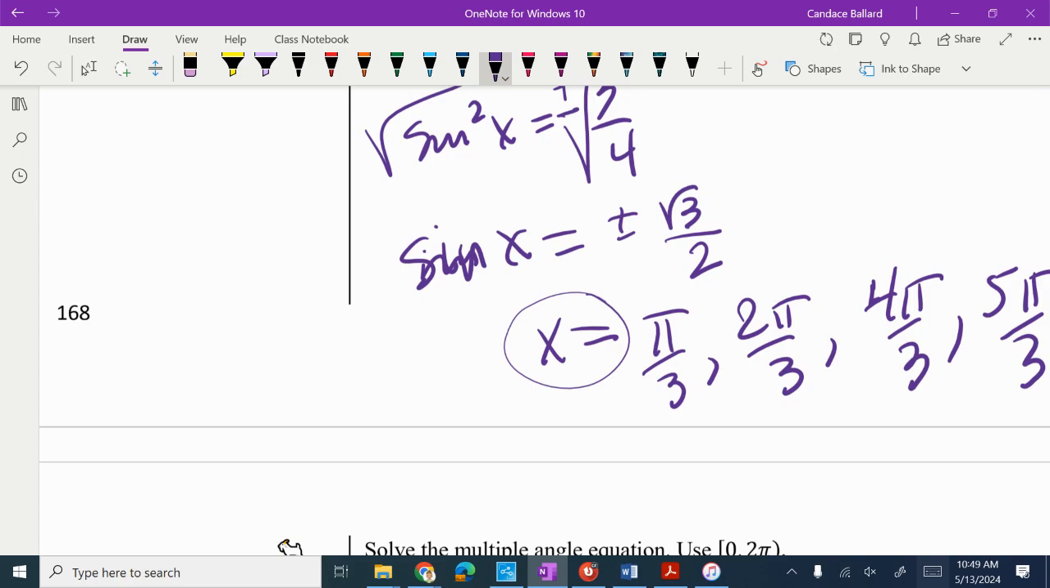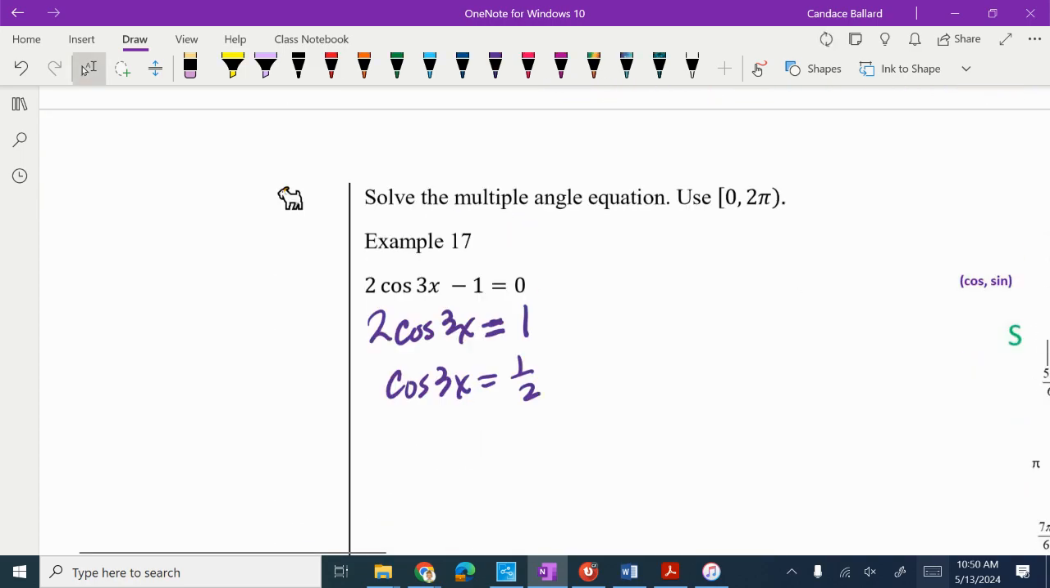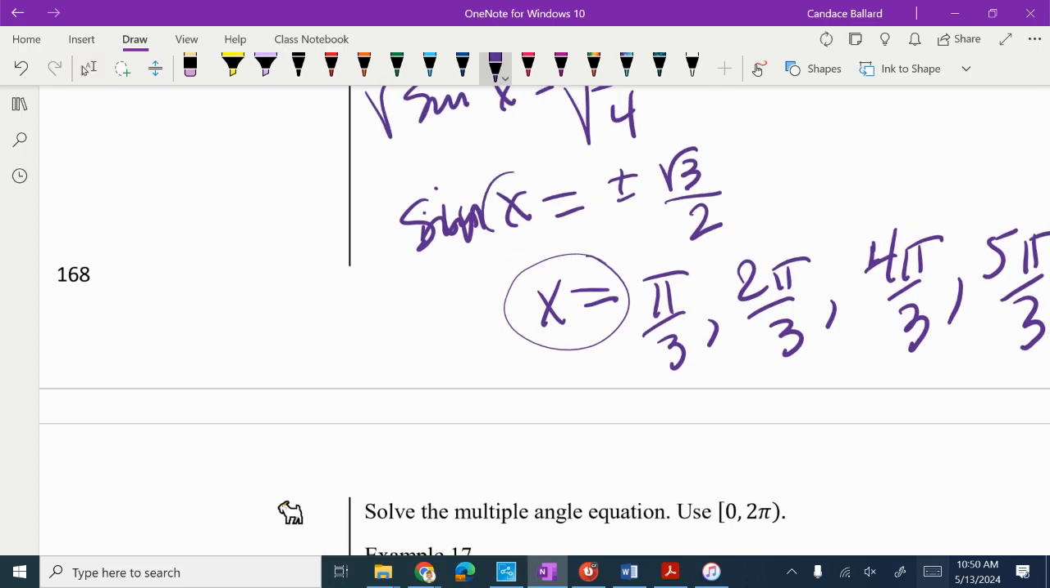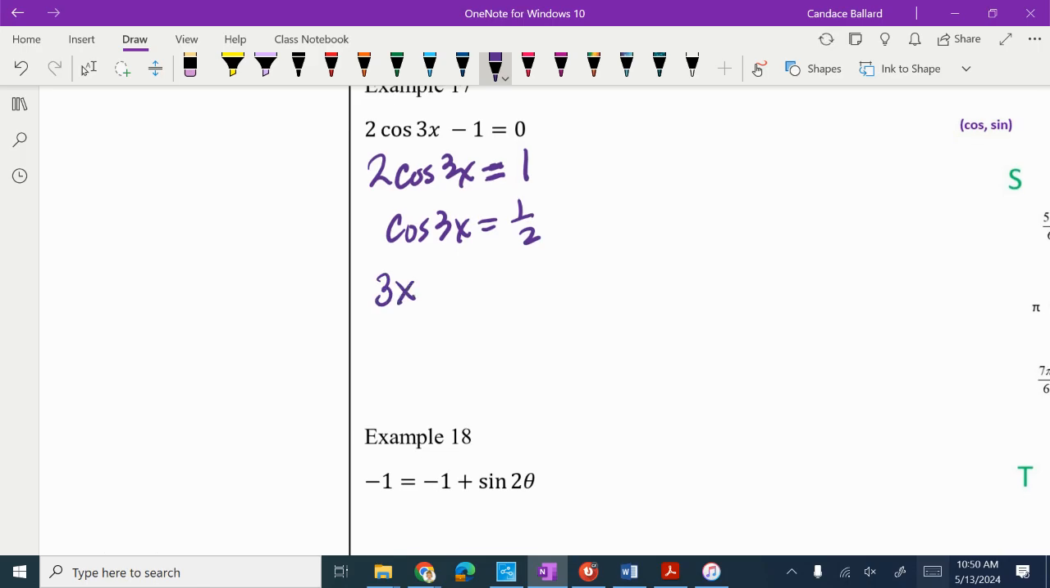Okay, so here's where we're going to make a change. It's not going to be x equals anymore, because that was coming from inside of here. It's going to be whatever's inside of there equals. So it's going to be 3x equals. And I'm going to do it a couple of times because I need to solve for the x. Okay. So that'll make sense here in just a second.